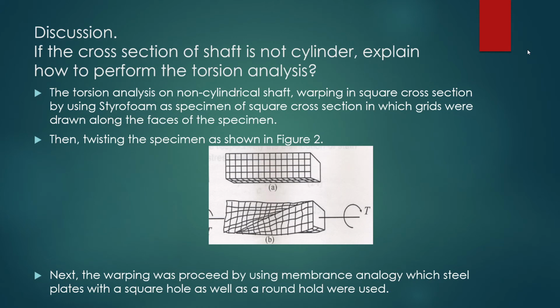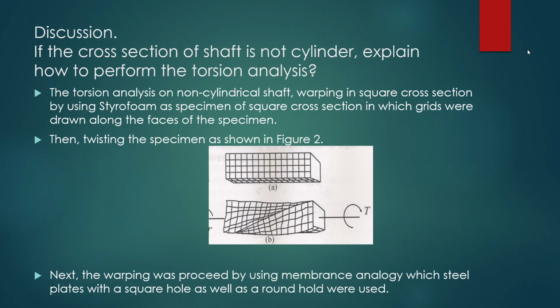To perform the torsion analysis on a non-cylindrical shaft, we observe warping in a square cross section by using styrofoam as the specimen, in which grids were drawn along the faces of the specimen, then twisting the specimen as shown in figure 2. So you can see A is where we are using the styrofoam as our specimen, and we draw the cross section in grids, and then B is the result of the twisting.